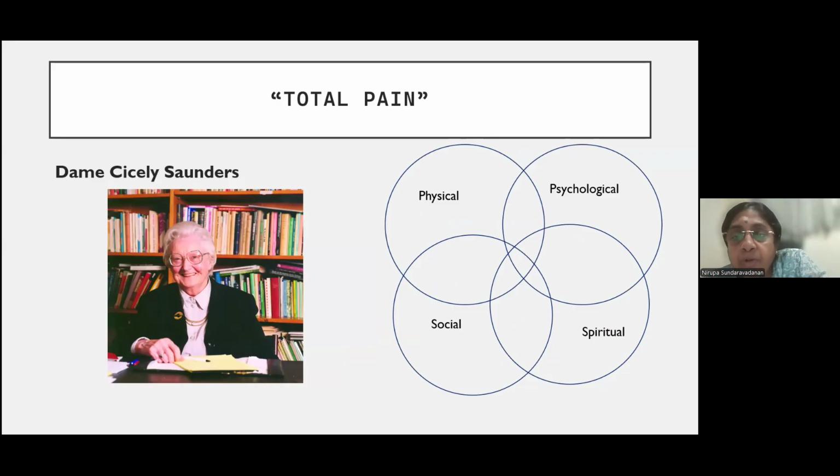But what we should also remember always is that these four domains are very dynamic, and they are also very closely interrelated with one another. And what does that mean? When we treat some physical problem, we can make psychological problem better. When there's very bad physical pain and you treat it and you lessen that pain, you can cause psychological well-being. And the reverse is also true.